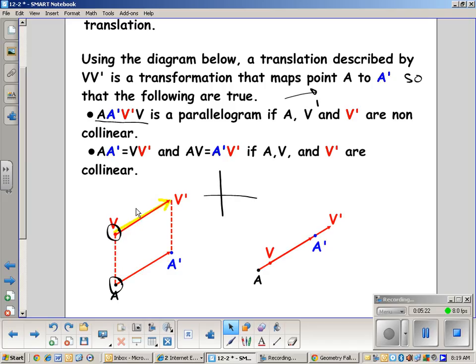Now we did the same thing over here. We have the same vector going on here. So you see A was moved to where A prime is, and V was moved to where V prime is. Okay? But A, V, and V prime are all on the same line. Actually, A prime is also. And so in this case, we're not making a parallelogram because our two original points were on the same line of the vector.